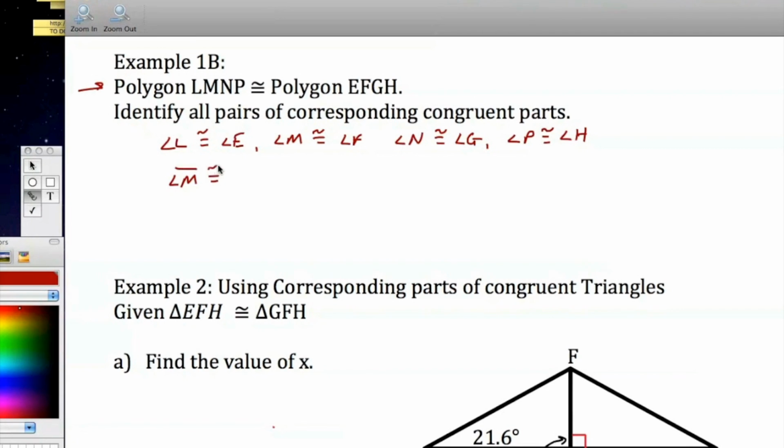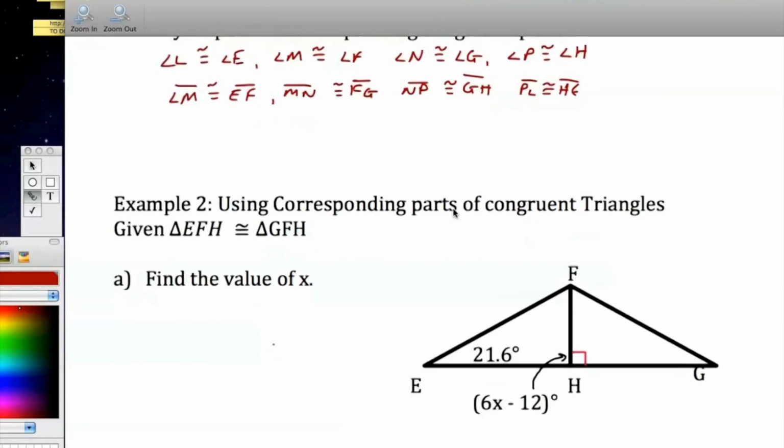Okay? Now, the sides, a little bit trickier, but we're still not afraid. LM is congruent to EF, and that means that MN is congruent to FG, which means that NP is congruent to GH, which gives me PL is congruent to HE. It's a system, guys. It's a system. We're going straight down the line.